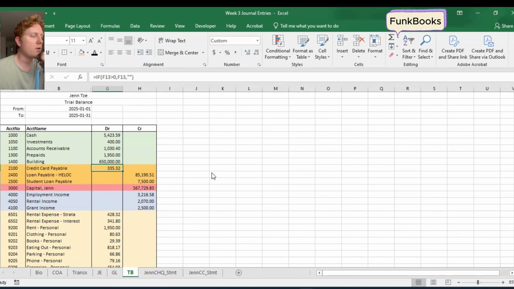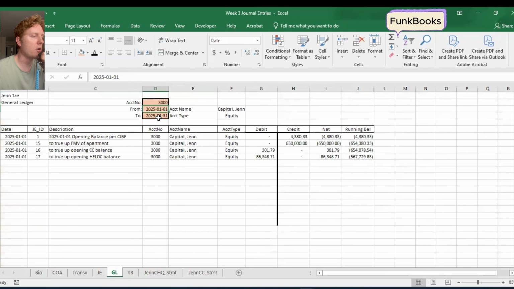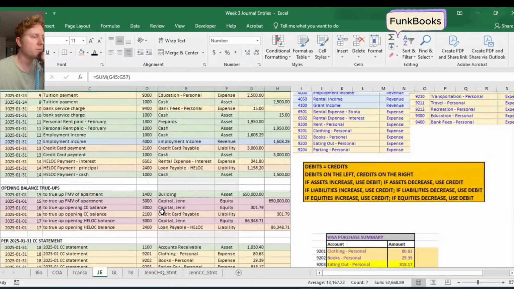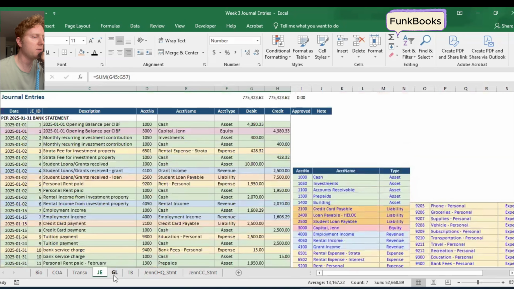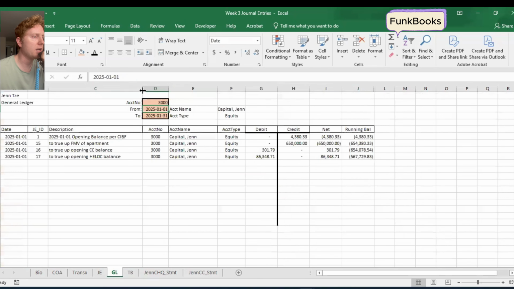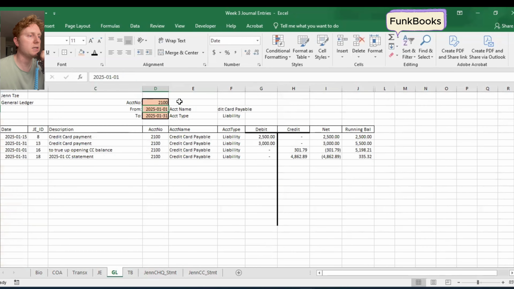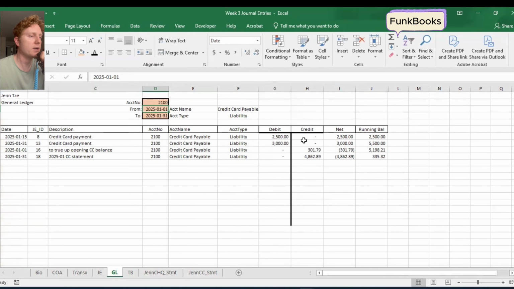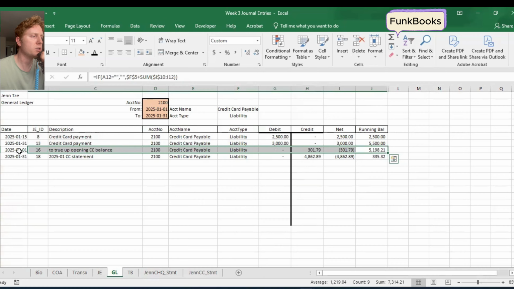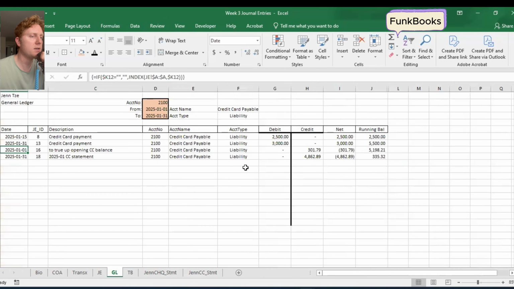So we have our GL, right? So let's maybe toggle through some of the accounts we've seen. Which ones did we touch lots? So maybe credit card payable, if we change this to 2100, we should be able to see all the transactions that affected the, there's the credit card payments, the true up amount. This probably should be sorted by date, but that is fine. And our ending balance, which we've seen before, that's good.